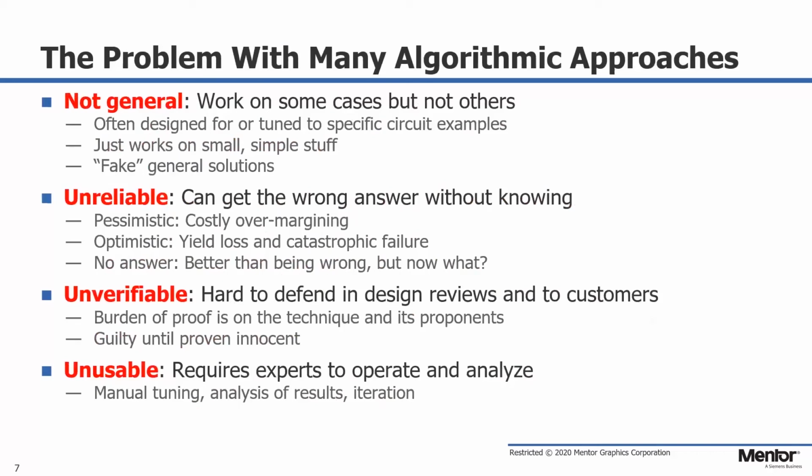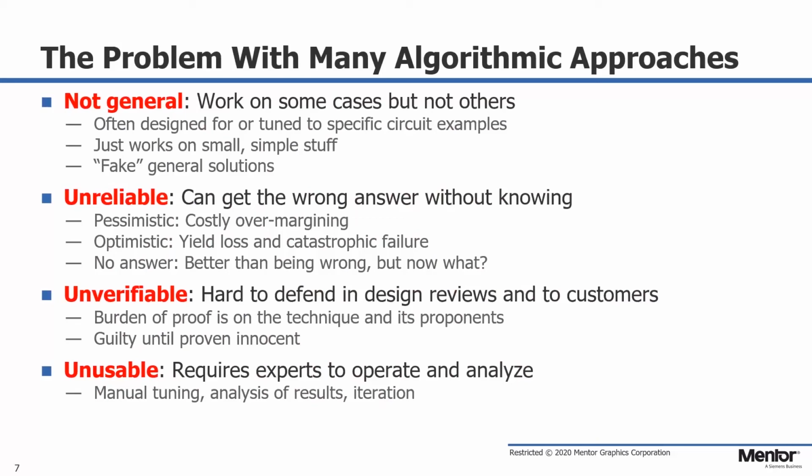I see a lot of algorithmic approaches, both in academia and in industry, that I categorize as fake general solutions, where they look general, they look like they work well on some cases, but proof by lack of contradiction isn't a proof, and we see a lot of these types of algorithms. Also, we see ones that are unreliable. You can get an answer, but it might be wrong. It's usually right, but it might be wrong, and it can't tell you. If it's a pessimistic answer, what you end up doing is over-margining accidentally. If it's optimistic, this is even worse, because now we think that our chip works fine, but it actually doesn't, and you get yield loss or catastrophic failure.